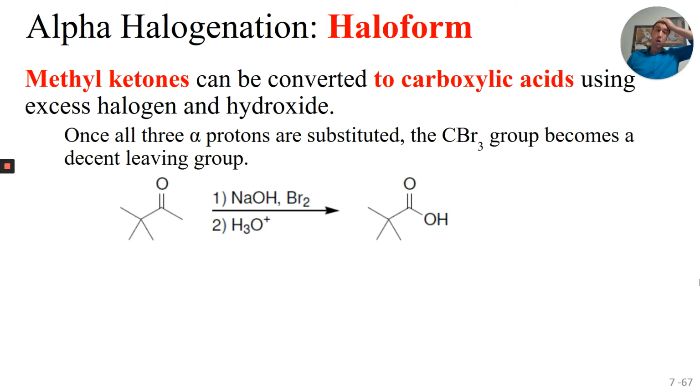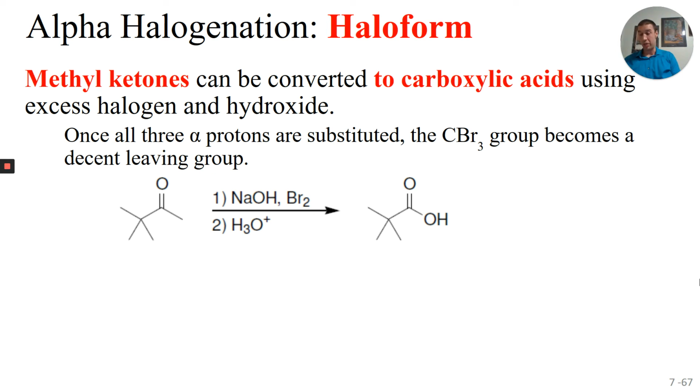This is going to show up again. So this is kind of a foreshadow for a future lesson, but I do want to address it here. The alpha halogenation reaction can be coupled in certain circumstances into what's known as the haloform test, or a haloform classification test. We talked about the Lucas one earlier in one of the earlier videos in this unit. We now have a haloform classification test. Methyl ketones can be converted into carboxylic acids using halogen and hydroxide.